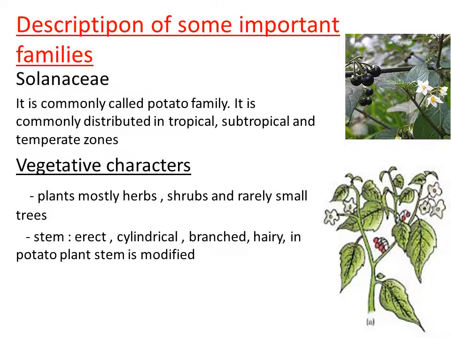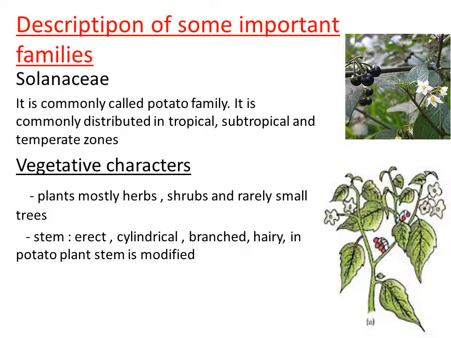And let us see the characteristic features of the stem. What kind of stem do we have in Solanum nigrum? The stem is erect. It is not a climber, right? The stem is erect and the shape of the stem is cylindrical. We can observe in the diagram that the stem is cylindrical and has branches. The stem is branched, and on the surface of the stem we can see minute hairs. Hairs are present on the surface of the stem, and in one of the Solanaceae plants we can see stem modification. That example is potato.